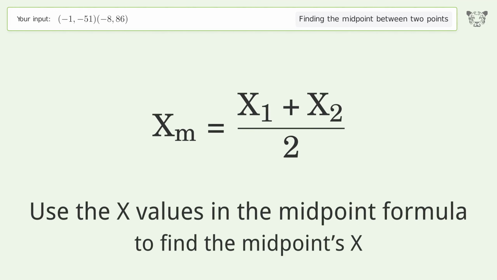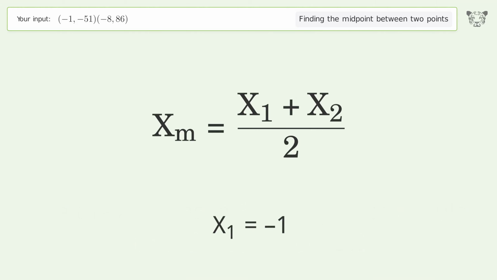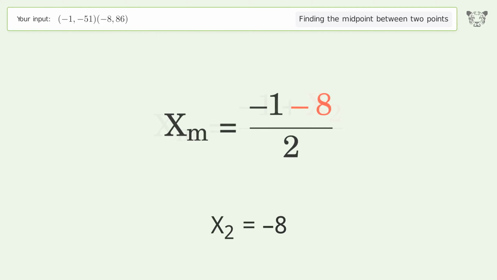Use the x values in the midpoint formula to find the midpoint's x. x1 equals -1. x2 equals -8. Simplify the arithmetic.